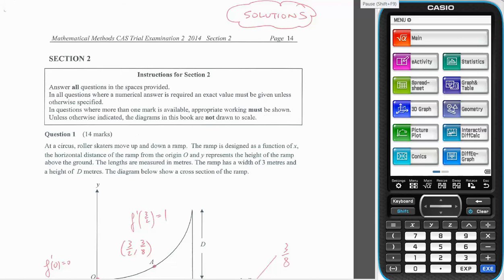This is for Year 12 Methods. It's to support how to use the calculator to do the functions revision for 2014. Okay, this is the tech allowed part of the Kilbaha 2014 trial.